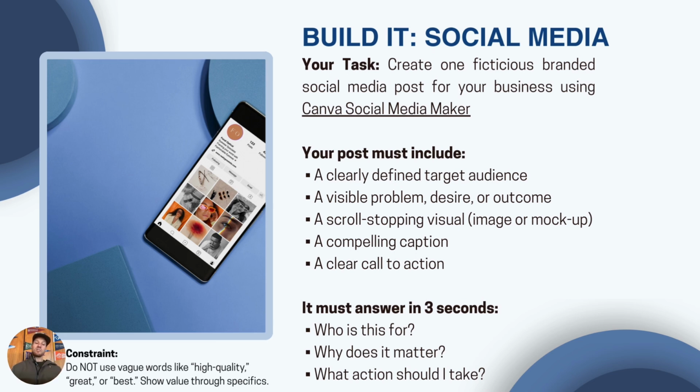So I then have my students build a social media post on whatever platform they think their target market would be found on, for a fictitious branded social media post of their business, and I have them use Canva's social media maker. The post needs to include all of those following things, and again, it needs to answer in 3 seconds. Can the person that's watching the social media post or receiving the social media post explain right away, who is this for, why does it matter, and what action do I need to take next? That call to action, that's the ask, that's the, hey, do this next step if you want to become a customer. Make sure that you're not using generic types of words in this social media post.